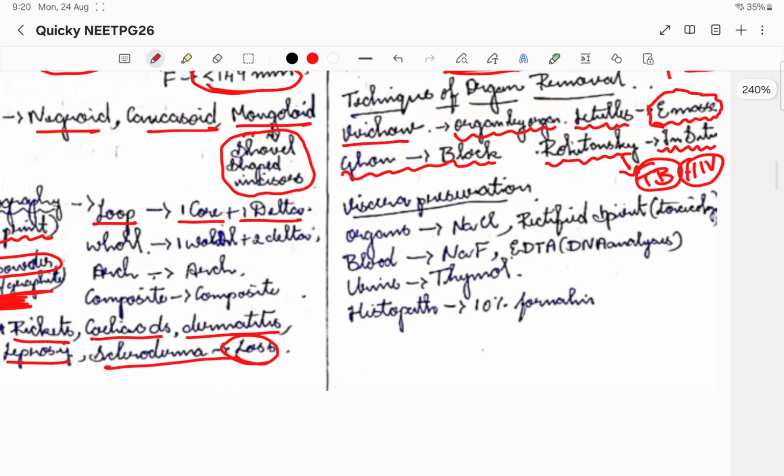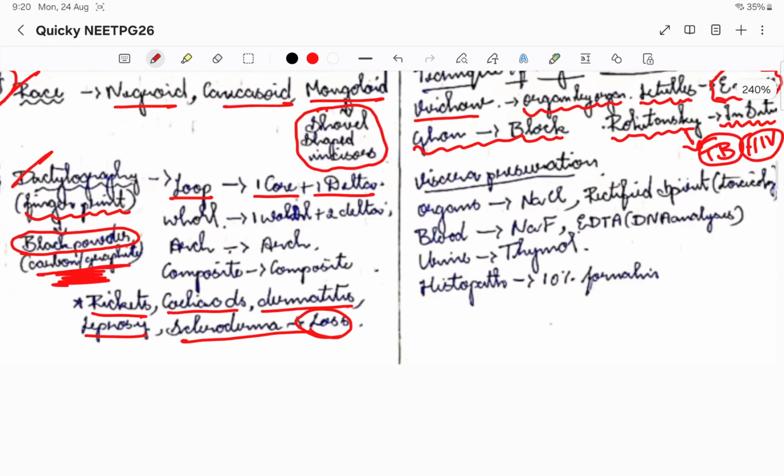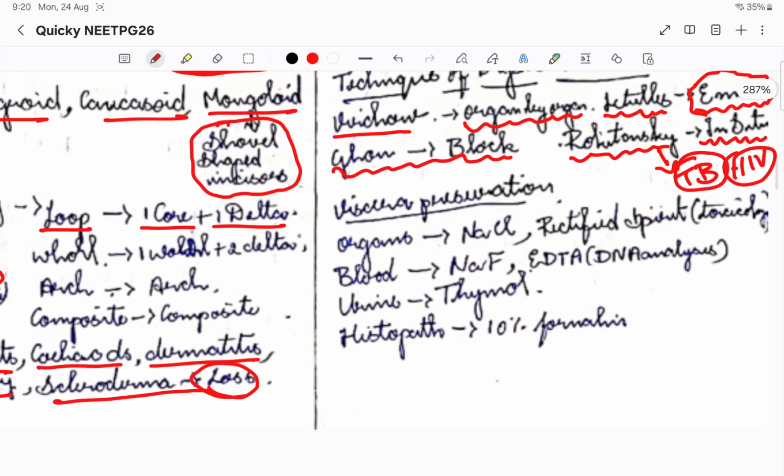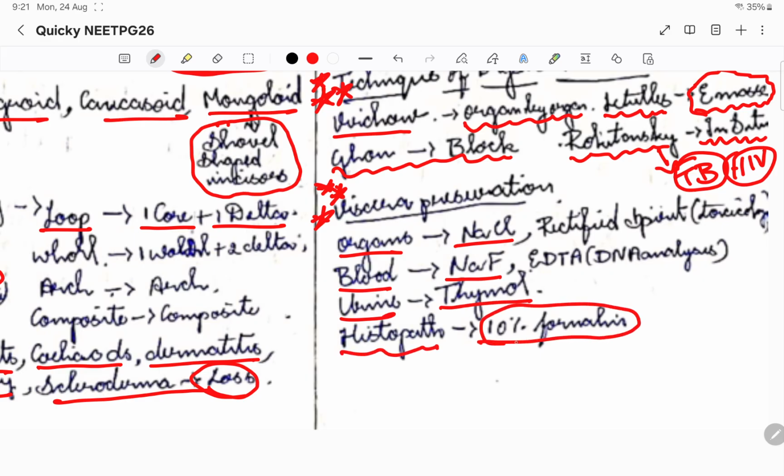Okay, so this is the thing with respect to removal of organs. Please remember this. This should go on your sticky note. Then coming to viscera preservation, this also should go on your sticky note because it will be confusing. For organs, sodium chloride is what we'll use. For blood, it is sodium fluoride. For urine, thymol is used. For histopathological examination, 10% formalin is used.